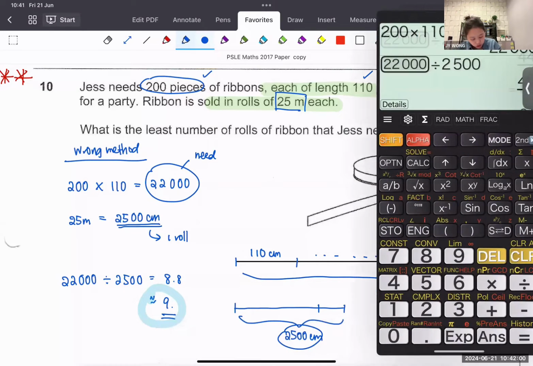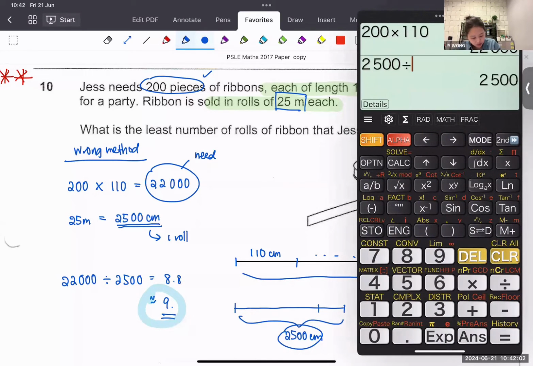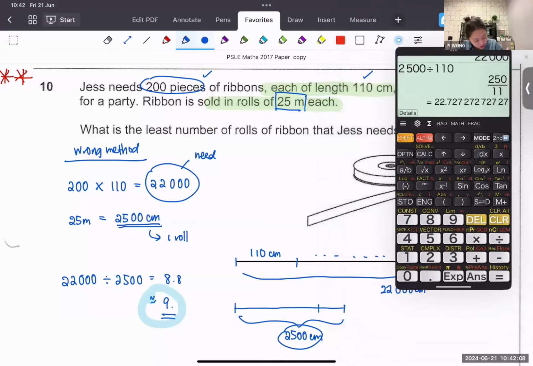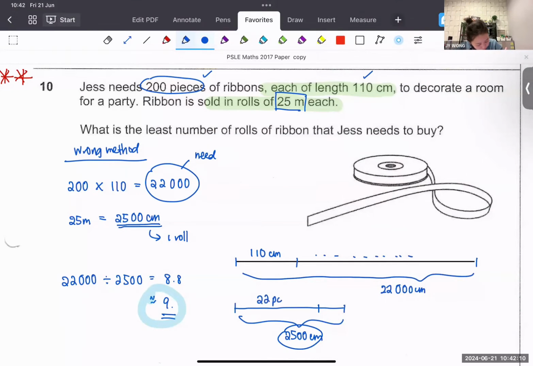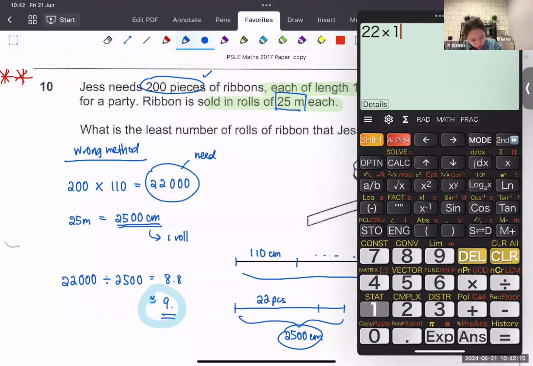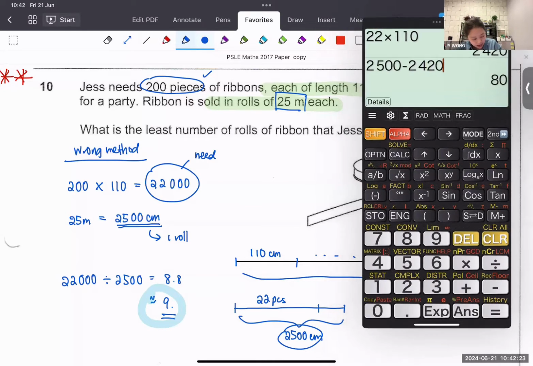You see, if I take 2,500 cm, divide by each piece of ribbon is 110, you can cut 22 pieces. That means you can cut 22 pieces, okay? And then if it's 22 pieces, let's see what happened. 22 times 110 is 2,420. That means there will be a remaining of 80 cm.